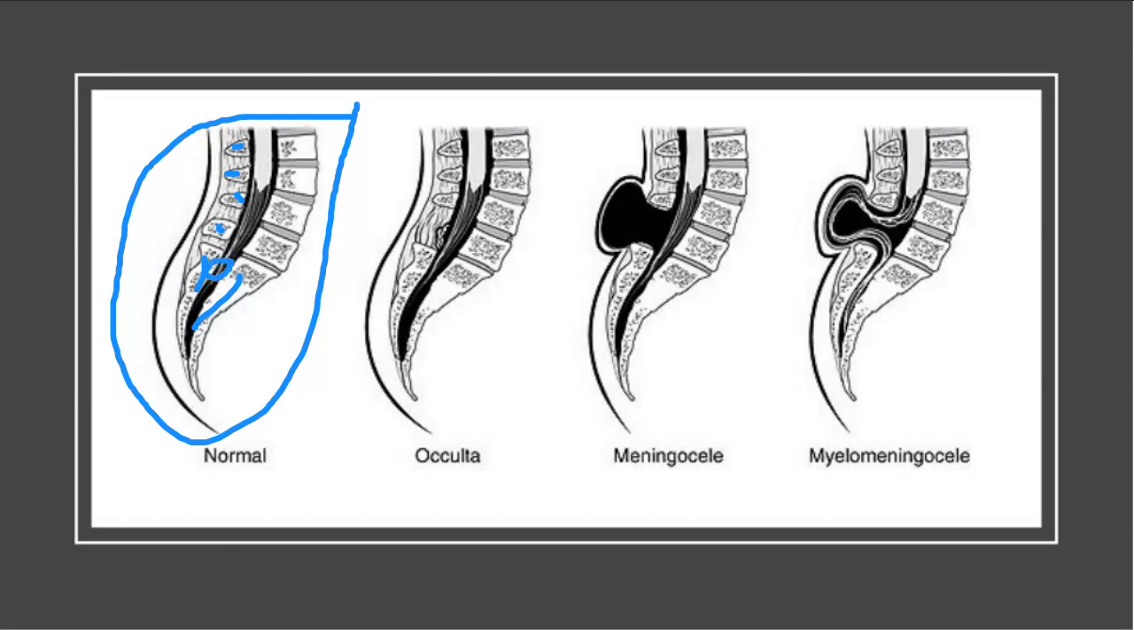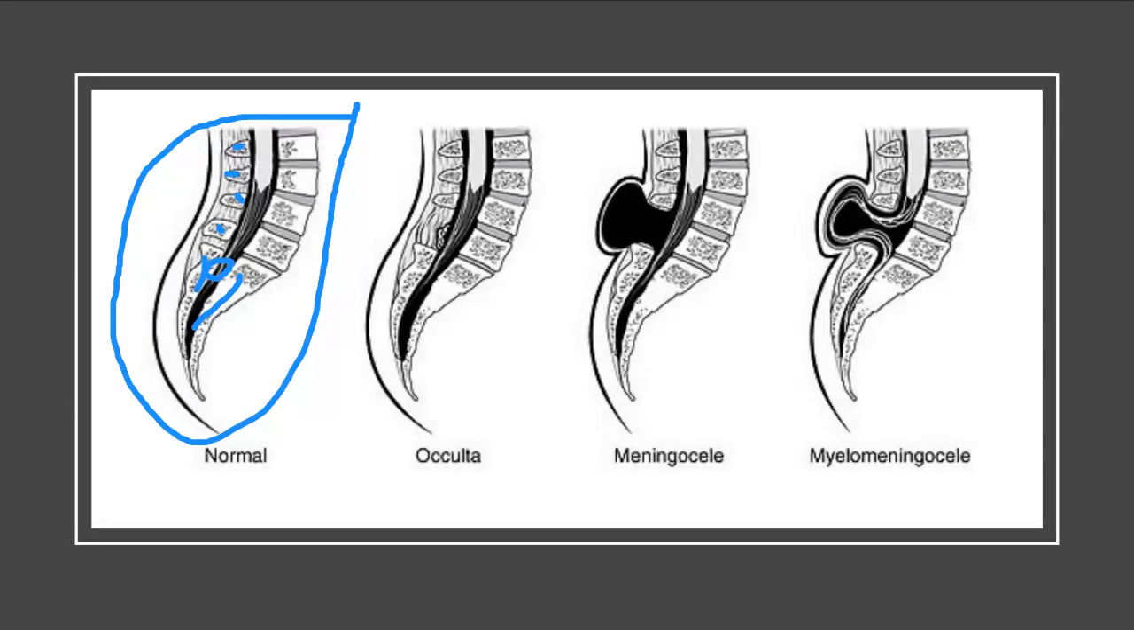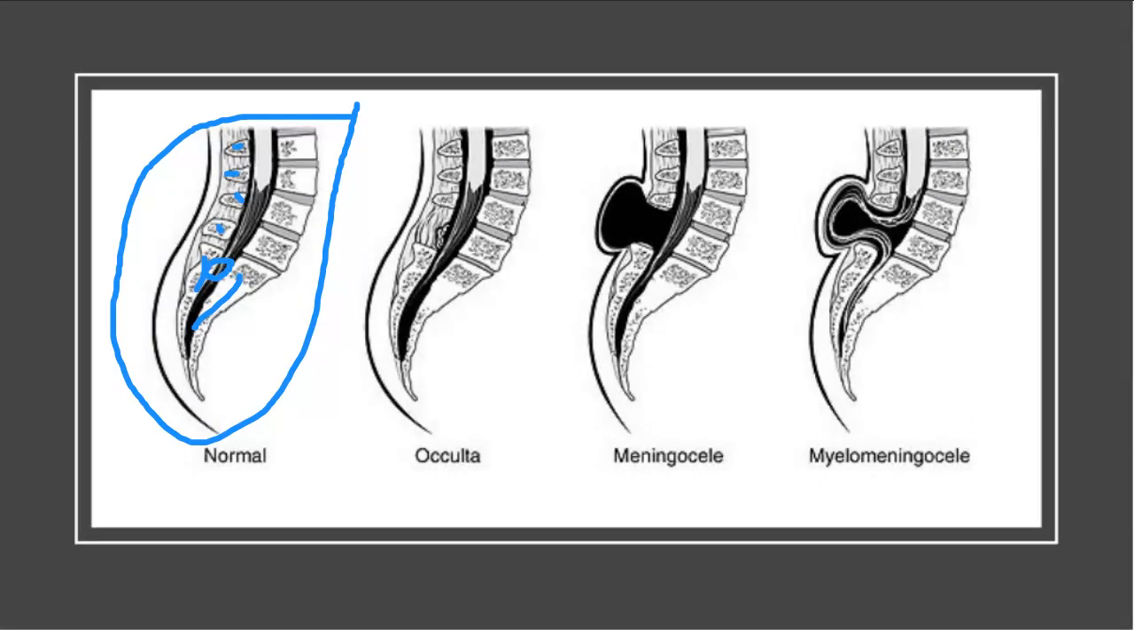Now, that's all normal. When we go to occulta, okay, we have this little variation between those posterior lumbar vertebrae, and it allows for a little bit of a bulge in the skin. So it's saying, hey, nothing's sneaking out quite yet. I'm not herniating quite yet, but I'm just going to draw your attention that maybe I need a little extra protection in this area. Maybe we want to just check this area out.